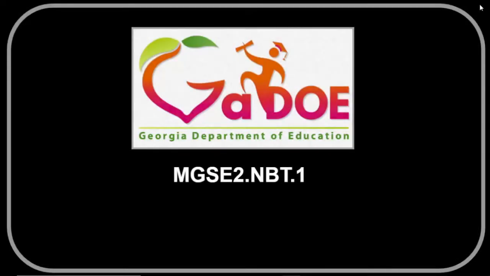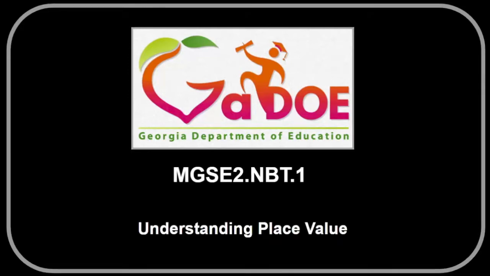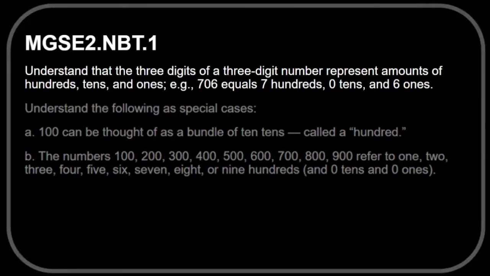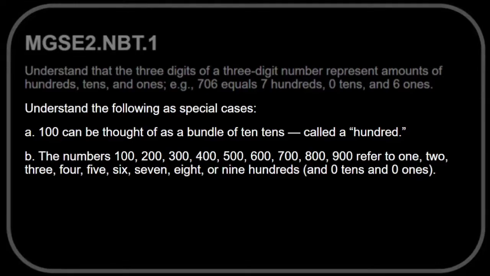This video will deconstruct the Georgia Standards of Excellence 2 NBT1, which focuses on understanding place value. 2 NBT1 states that students will understand that the 3 digits of a 3-digit number represent amounts of hundreds, tens, and ones. They will understand the following as special cases.